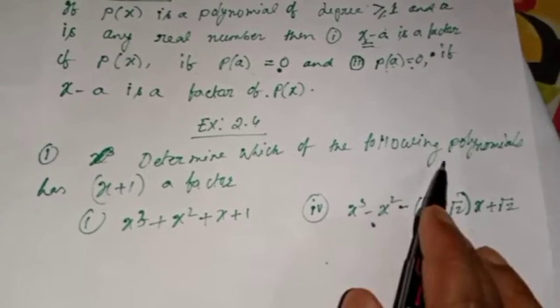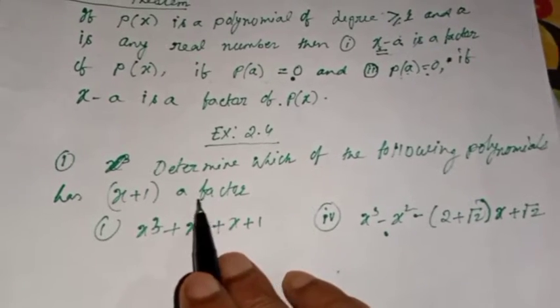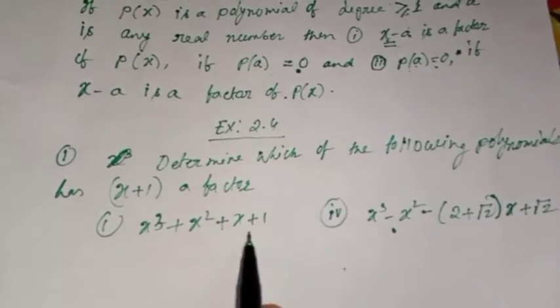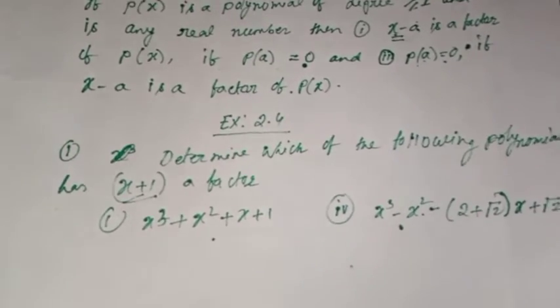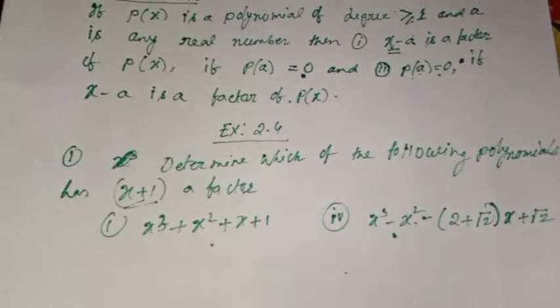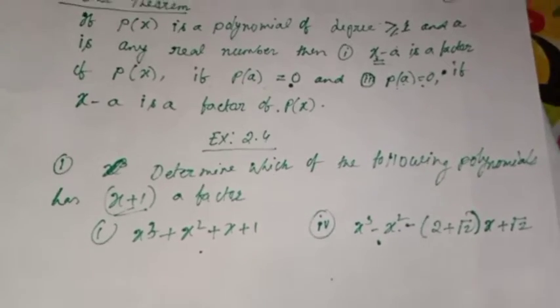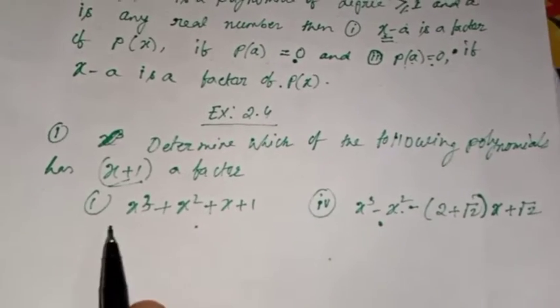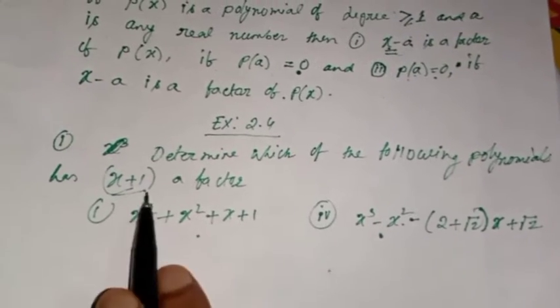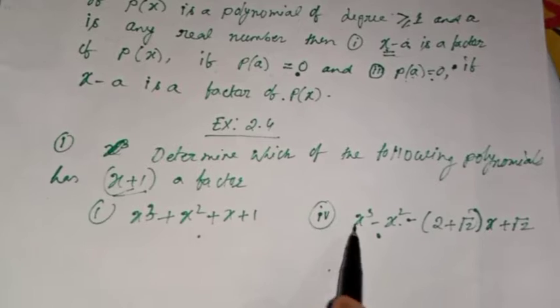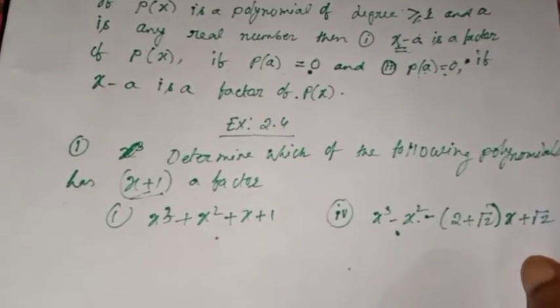Determine which of the following polynomials has x plus 1 as a factor. Means you have to find out whether x plus 1 is a factor of this one, or there are two more questions. There are a total of 4 questions. I am going to solve 2 of them, number 1 and number 4, and I will see whether x plus 1 is a factor or not. So you can check for the others. Understood?